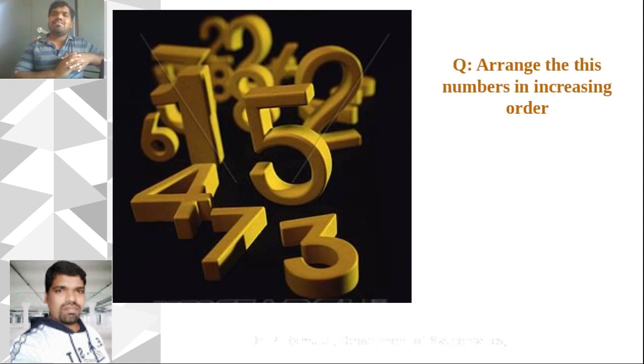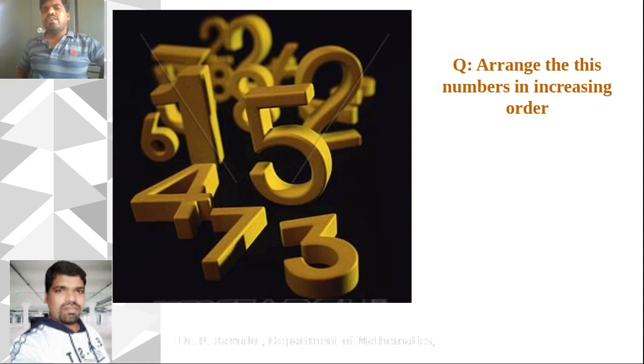Question: arrange these numbers in increasing order. X, Y, Z, my students, they will explain. They will quickly take paper and write all the numbers in increasing order. I feel that this image contains digits up to 9 only. We have seen 1, 4, 7, 5, 3, and on the backside 2, 6, 8, 4. All the other numbers are appearing in this image.